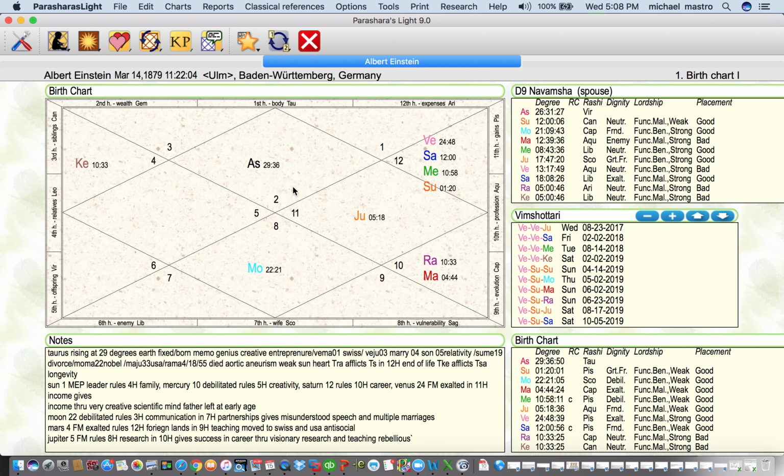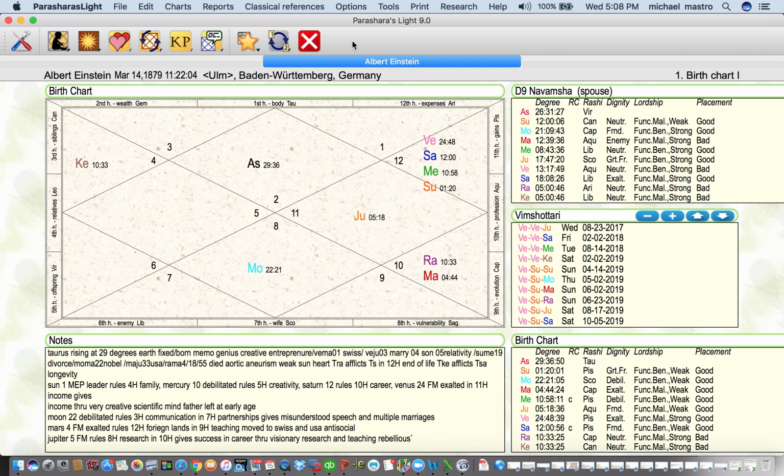If you were to look at the eastern horizon when Albert Einstein was born, you would see the constellation of Taurus rising at 29 degrees and 36 minutes. And so Taurus rising, we know that they are an earth sign, a fixed sign that can be stubborn. They're very, very creative.